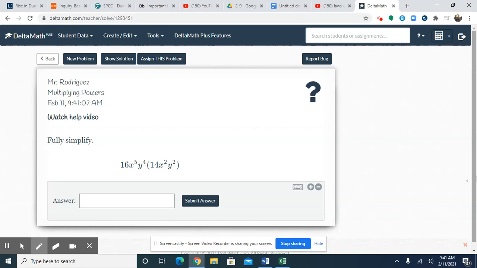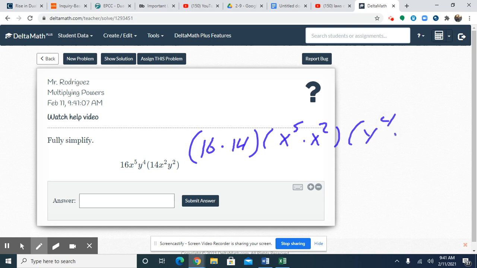All right, so using what we know about our laws of exponents, let's go ahead and solve this equation. Now it's telling us to multiply. So what we're going to do is take each of these things separately. For example, the numbers 16 times 14, and x to the power of 5 times x to the power of 2, and y to the power of 4 times y to the power of 2.